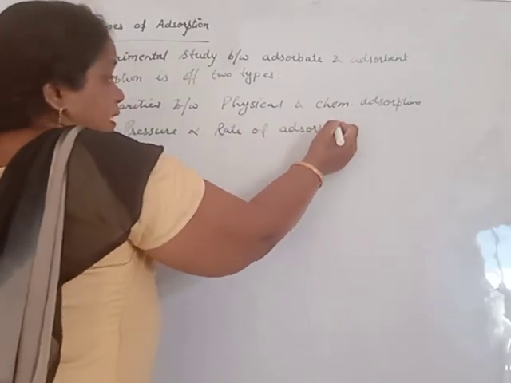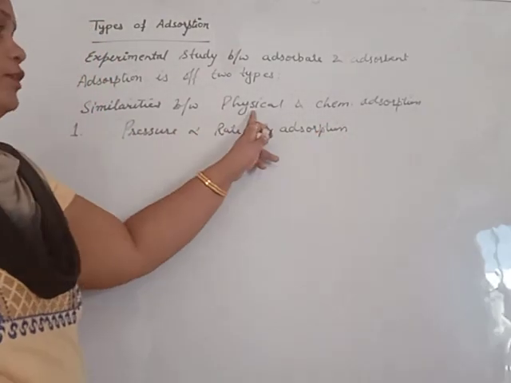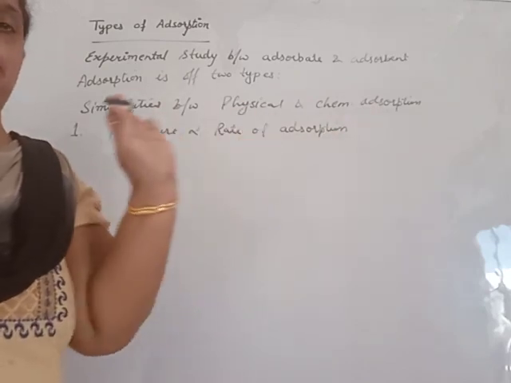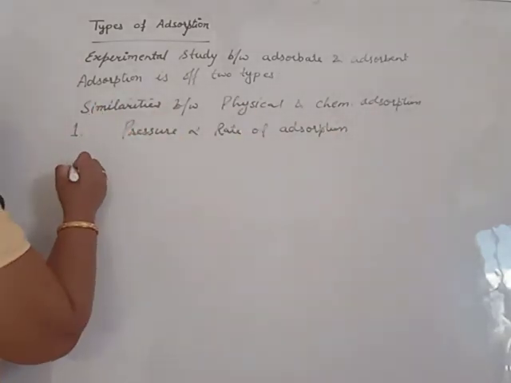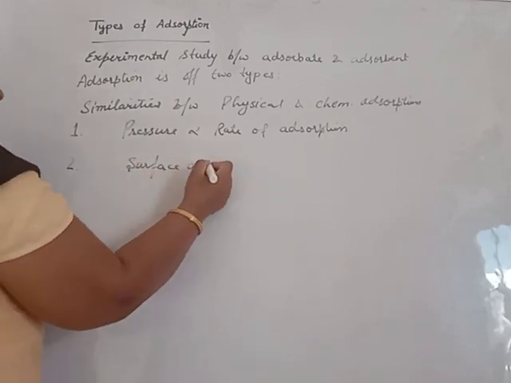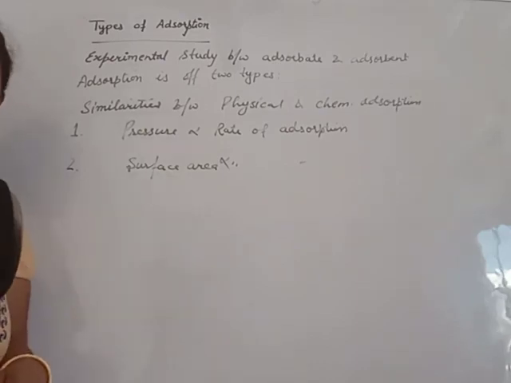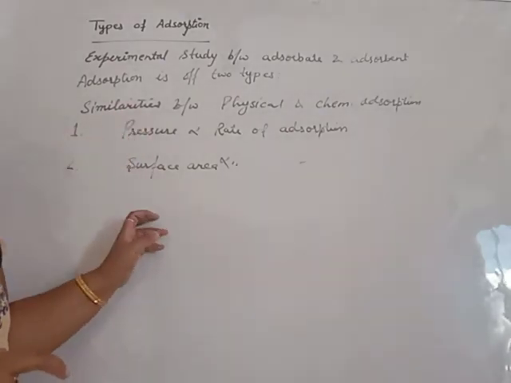If we increase the pressure on the gas, the rate of physical and chemical adsorption increases. Second, surface area. The more the surface area, the more the rate of adsorption. It is also directly proportional. These two are the similarities, others are differences.